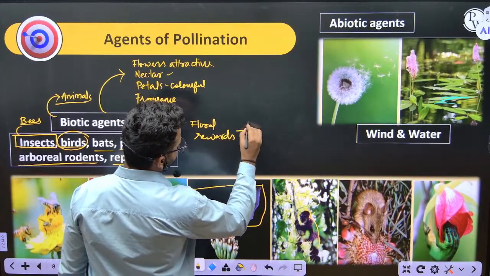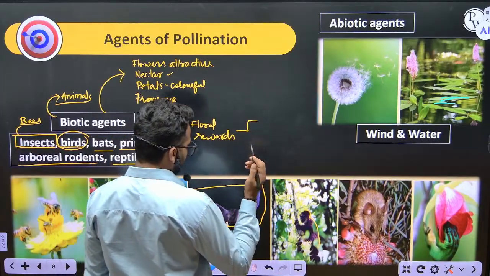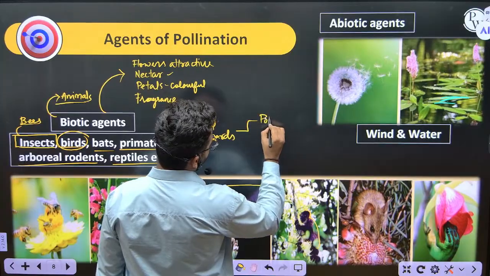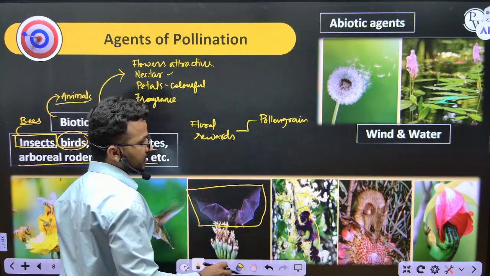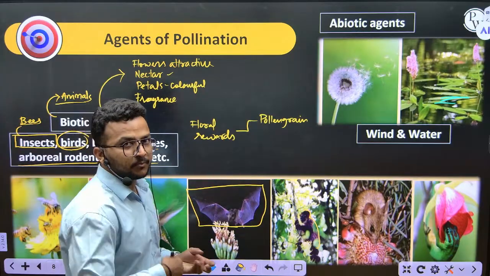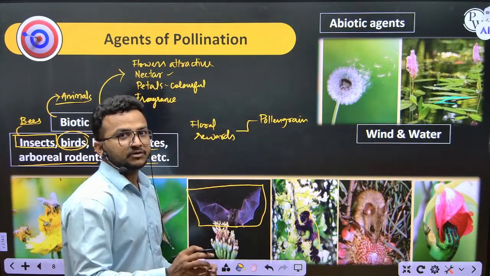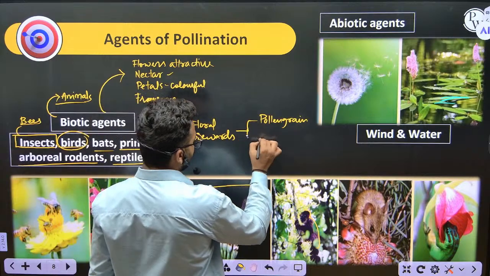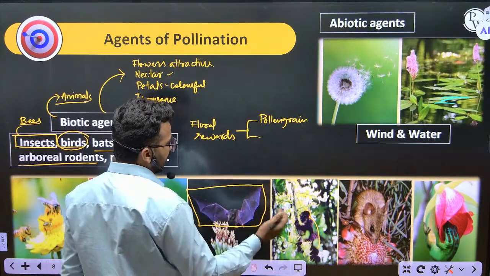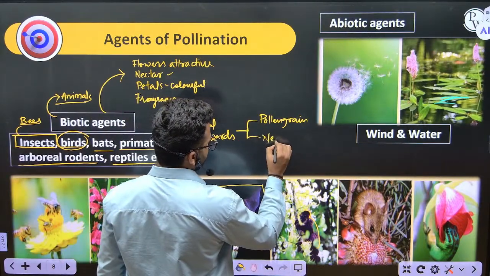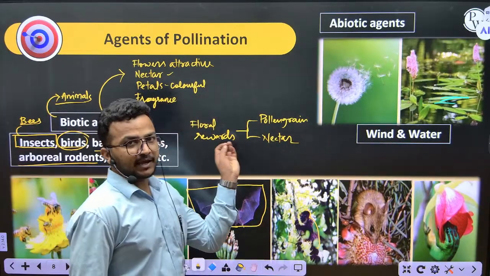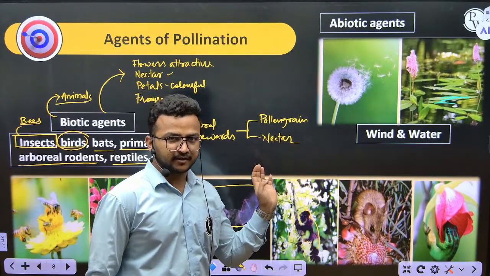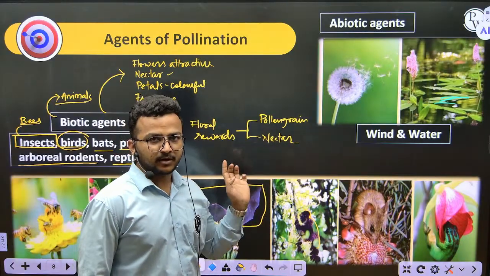Floral rewards are of two types, not the colorful petals and fragrance. One is pollen grain, a nutritive content. If you are doing pollination for me, then I will give pollen grain to eat. Or they will give nectar, which is juice, as a floral reward to the pollinators. So these are the floral rewards.